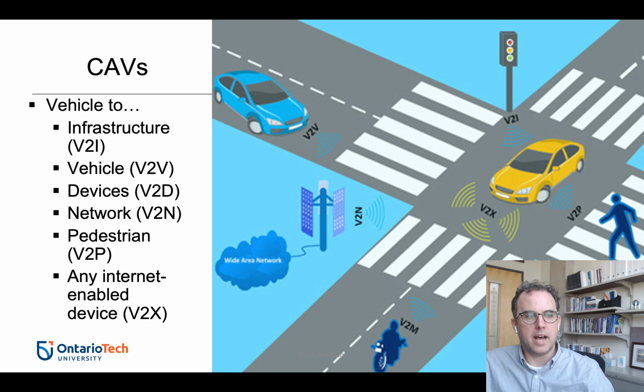And then there also is vehicle to network, where they connect to wireless networks and so on. And then there's also vehicle to X, which is to any internet-enabled device. So this is like the whole Internet of Things, smart devices. And yeah, so there's all of these different things that can happen, and all these different types of communication that happen when you have connected vehicles.